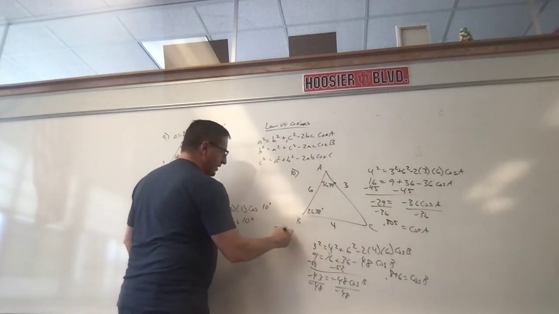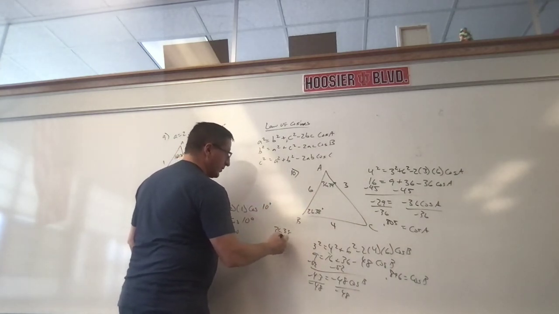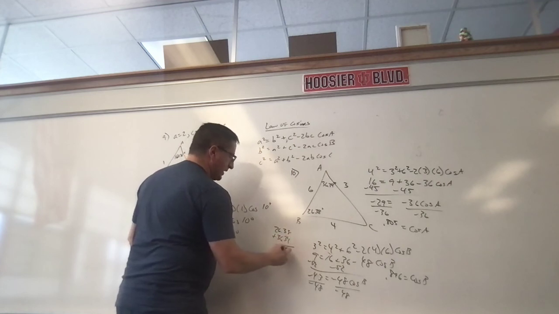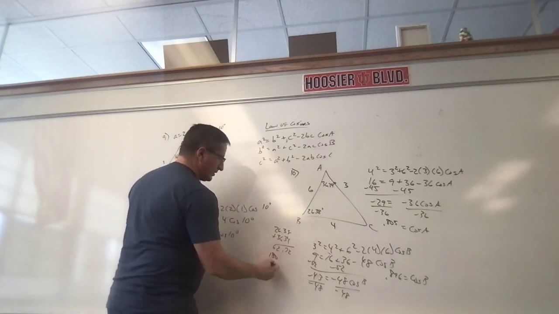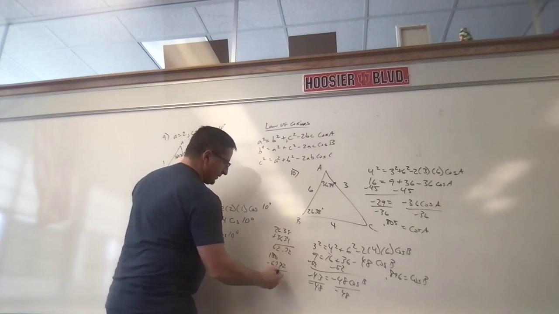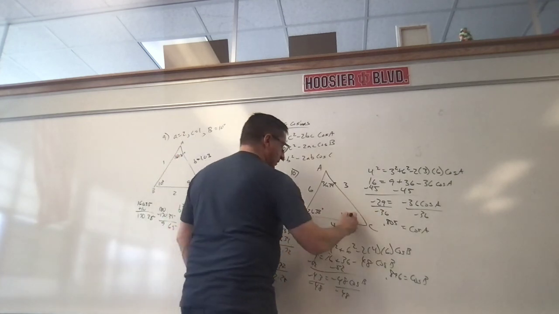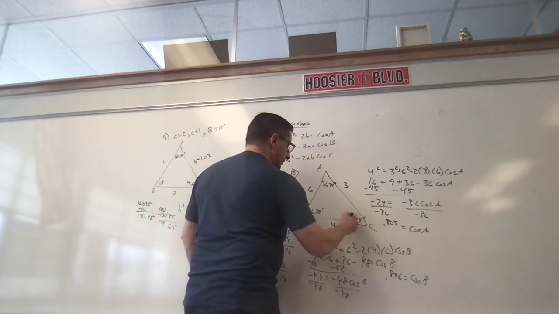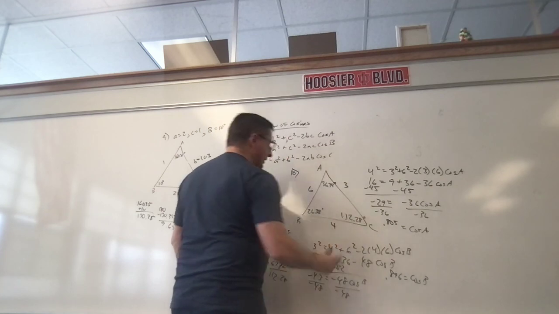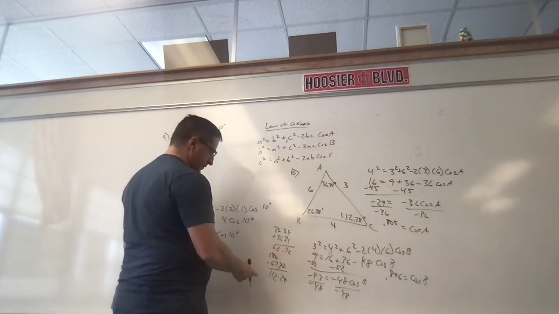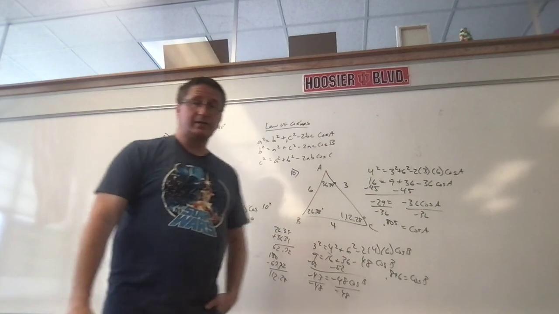So 26.38 plus 36.34. Do that, you get 62.72. 180 minus 62.72 is 117.28, I think. Let's see. Yep, 117.28. Okay, that's it. All right.